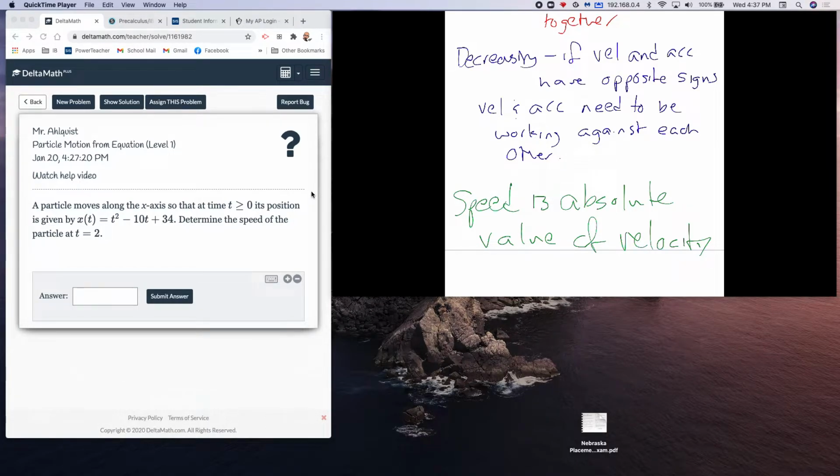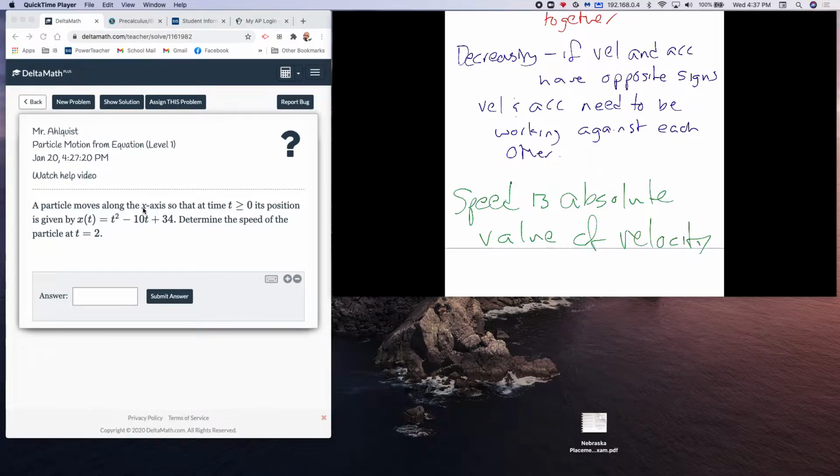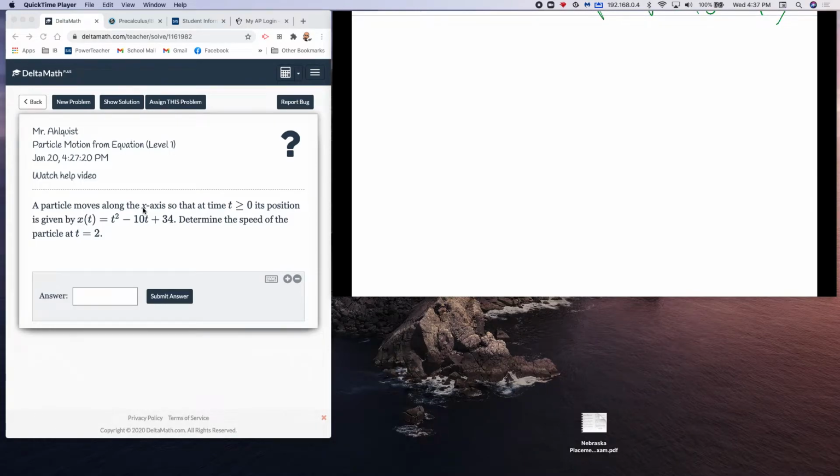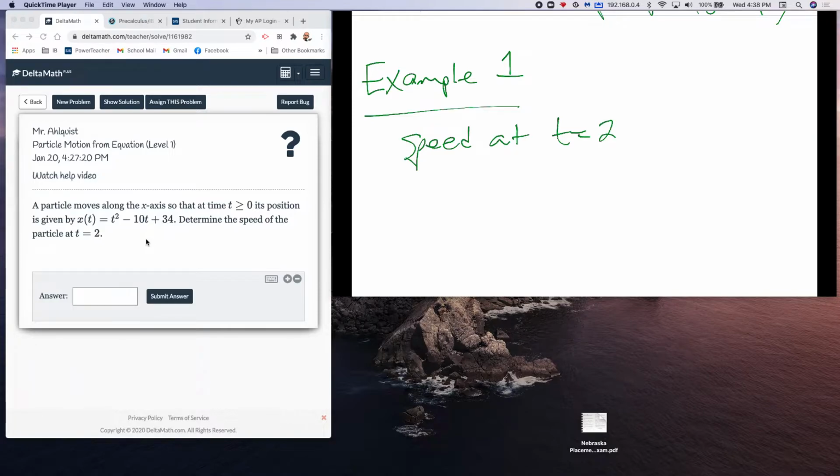So when you have a problem like this one over here, if I had to do this example right here, make this example 1. Some things you're going to have to do from your homework. It says a particle moves along the x-axis and the position is given by this. Determine the speed of the particle at t equals 2. So if we wanted to know the speed at t equals 2, we'd want to find the velocity at t equals 2 and just do the absolute value, or take out the sign.